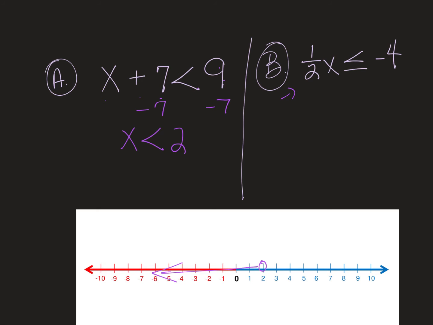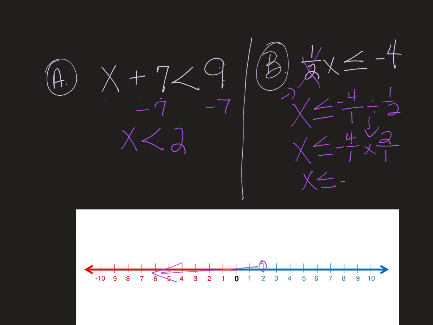All right, notice this one at the top. We have 1/2 times x less than negative 4. You're going to bring this over through division, okay? So x is less than or equal to negative 4 over 1 divided by 1/2. Remember, when you are doing division with fractions, you're going to keep, flip, and change. X is less than or equal to negative 4 times positive 2 is negative 8.